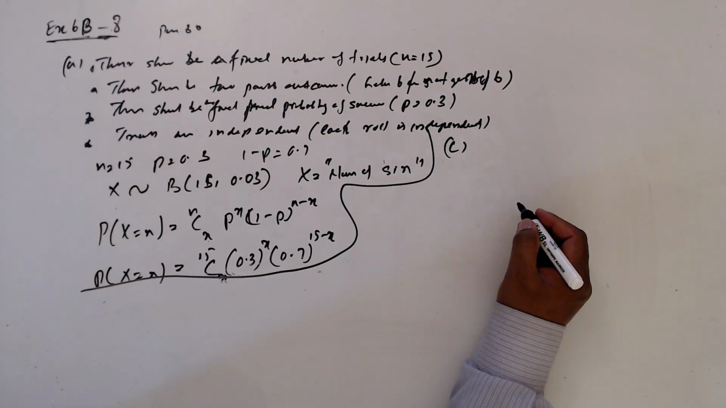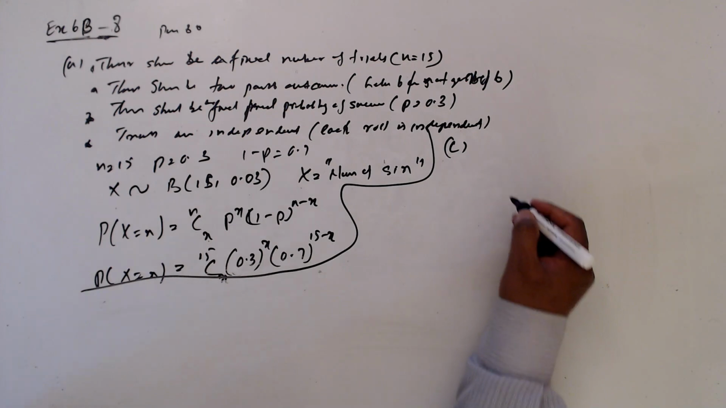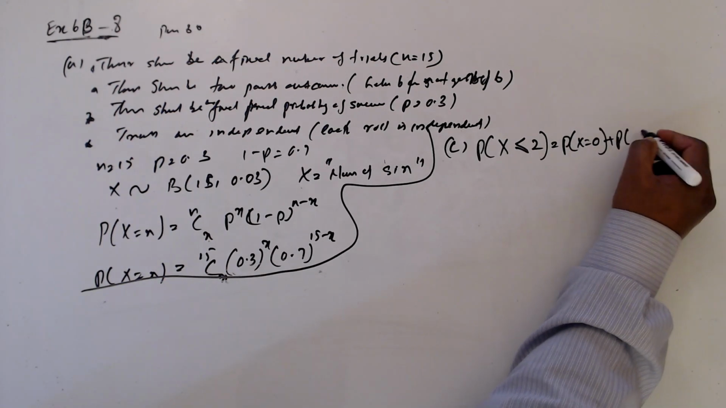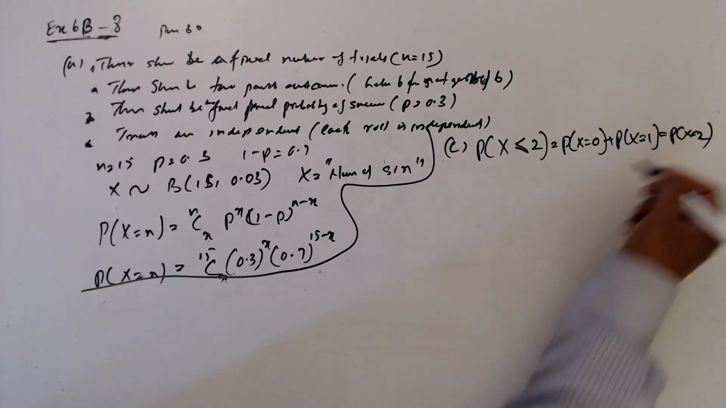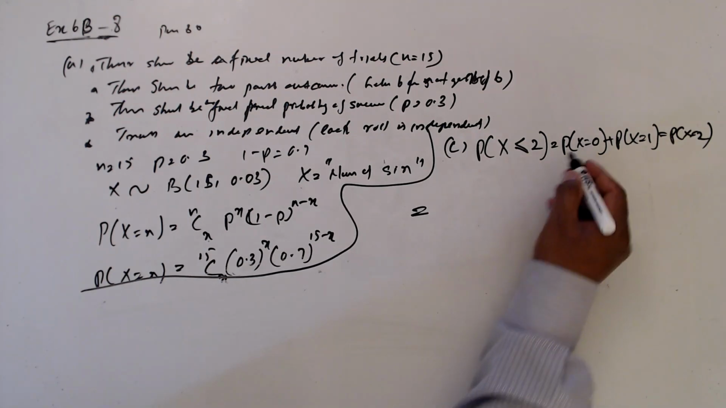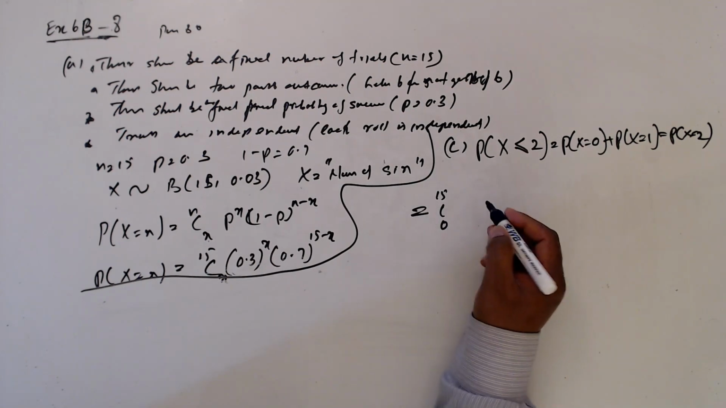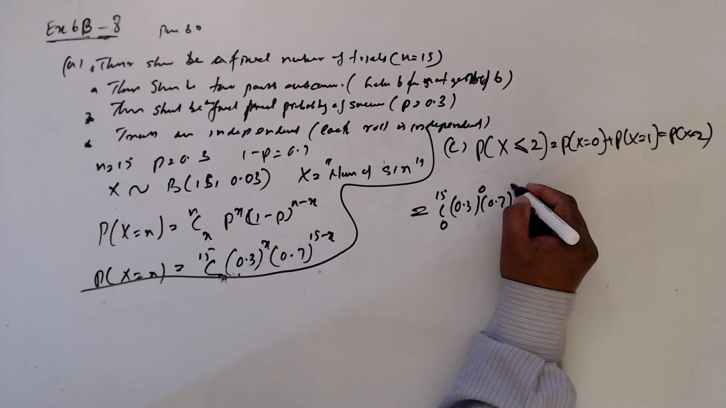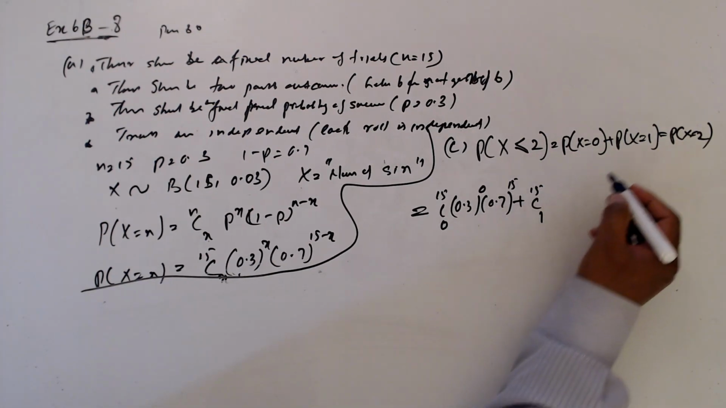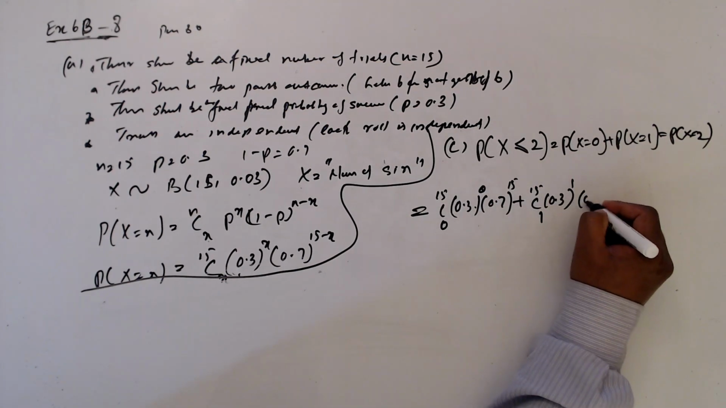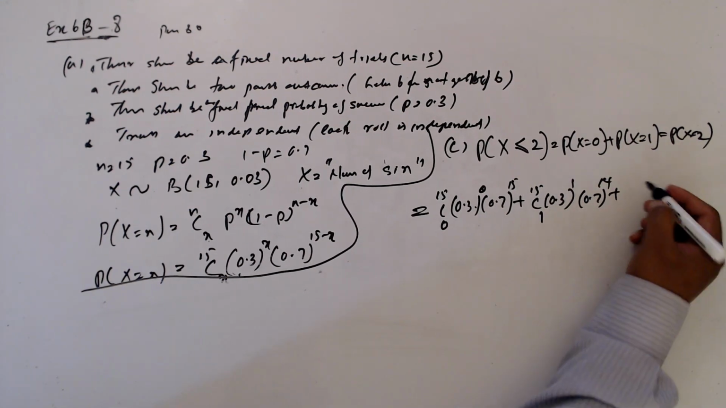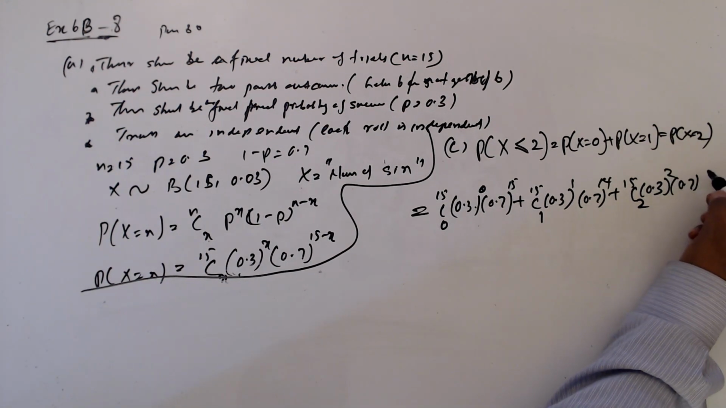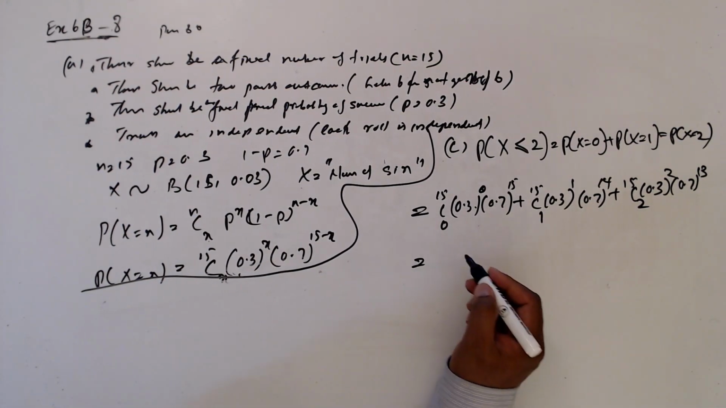Part C. Find the probability of rolling 2 or fewer. Probability of X less than or equal to 2. It means the probability of X equals 0, plus X equal 1, plus X equal 2. So this is going to be 15C0 times 0.3^0 times 0.7^15, plus 15C1 times 0.3^1 times 0.7^14, plus 15C2 times 0.3^2 times 0.7^13.